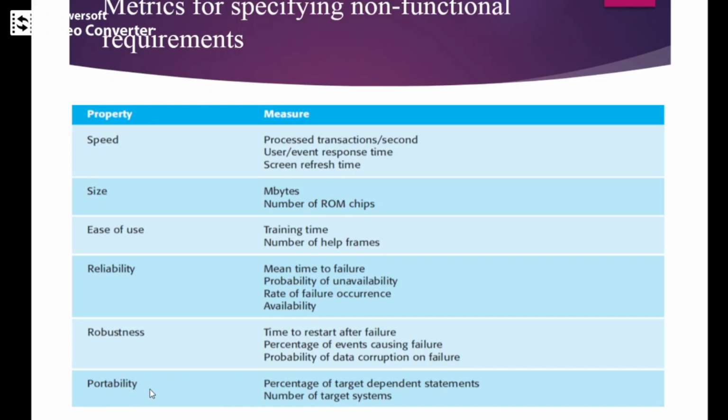Portability, the last property. Percentage of target-dependent statements, number of target systems. Portability means how portable your system is. Can you move it from one operating system to another operating system? You measure that by the number of target systems. So these are the metrics for specifying non-functional requirements.